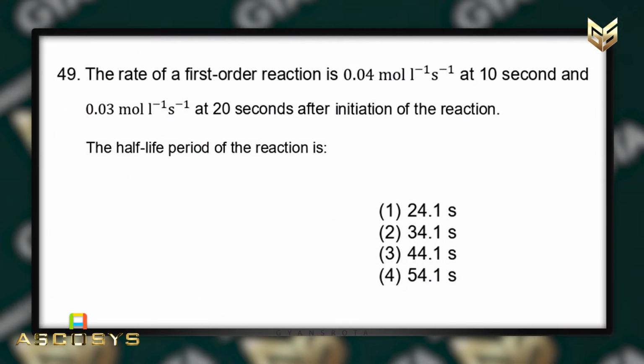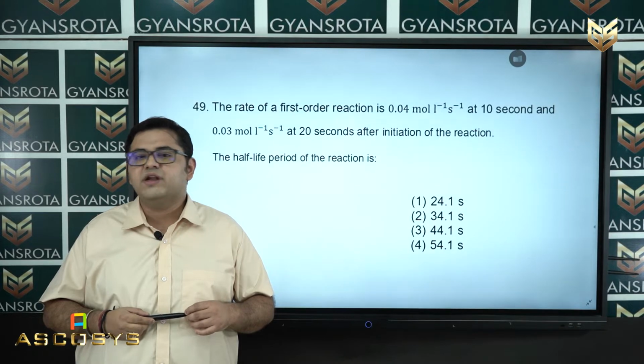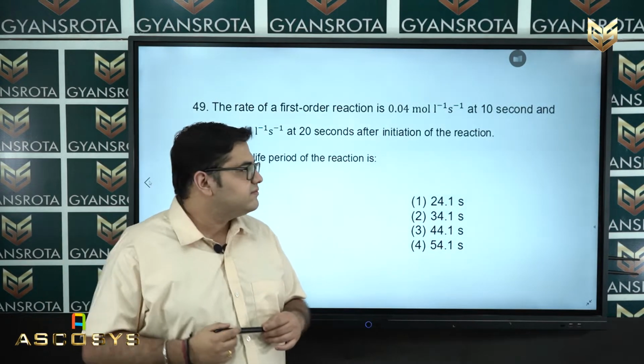The rate of the first order reaction is 0.04 mole per liter per second at 10 seconds and 0.03 mole per liter per second at 20 seconds after initiation of the reaction. The half life period of the reaction is. So, this question comes from your chemical kinetics chapter of class 12 NCERT. Now we are moving to the solution part.